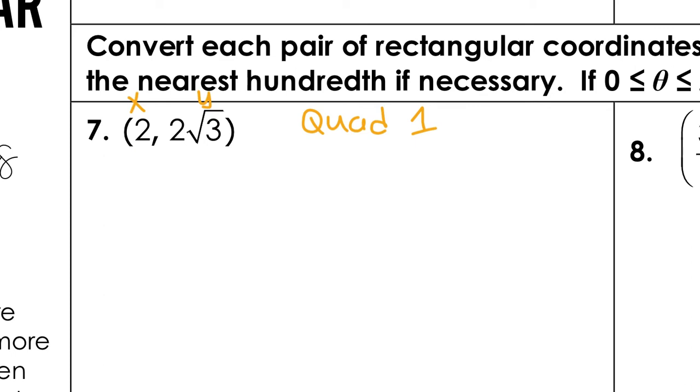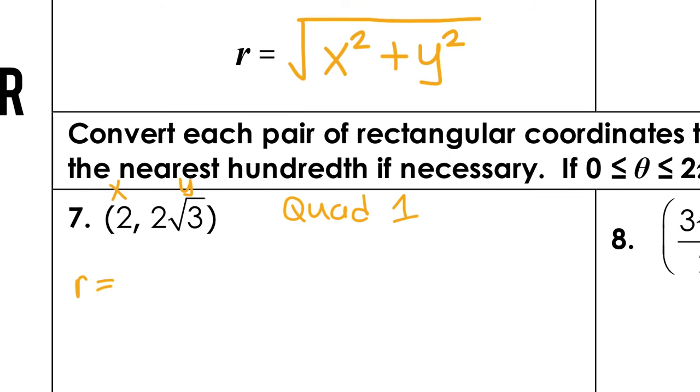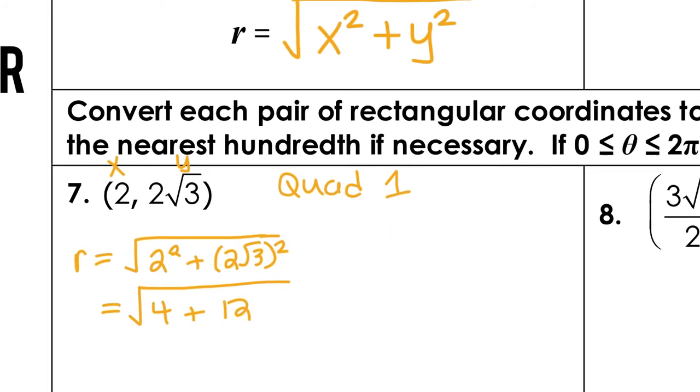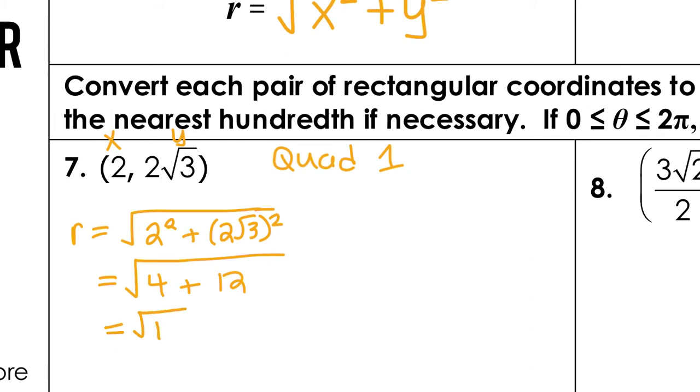So let's start with r. My formula up above is I need to do square root of x squared, so 2 squared, plus y squared, so 2 square root of 3 squared. So this would turn into 4 plus 4 times 3, which is 12. So that's square root of 16, which is just 4. So r equals 4.